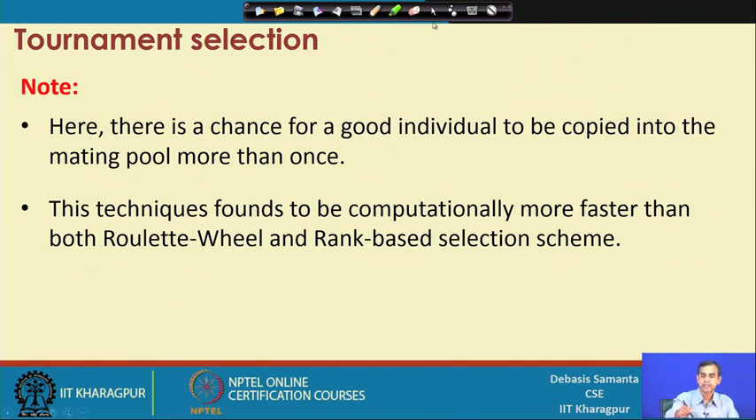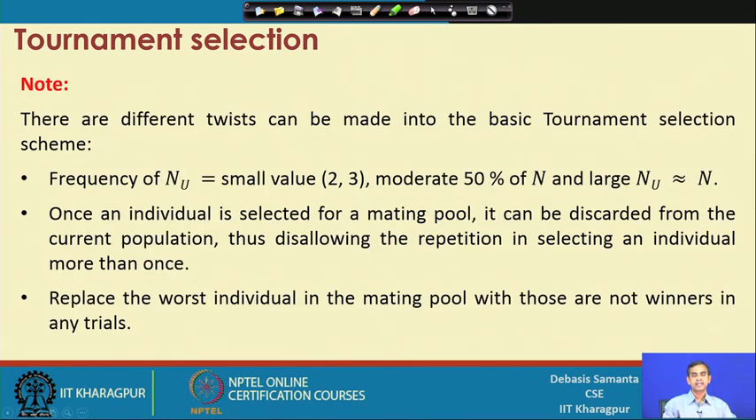Tournament selection also has certain twists we can follow to make it more applicable and appealing. There are a few twists hinted here. First, NU can be changed to any value, as small as 2 and as large as N. Accordingly, different results can be obtained, and the programmer has to choose which favors the best result and the fastest execution of the genetic algorithm.